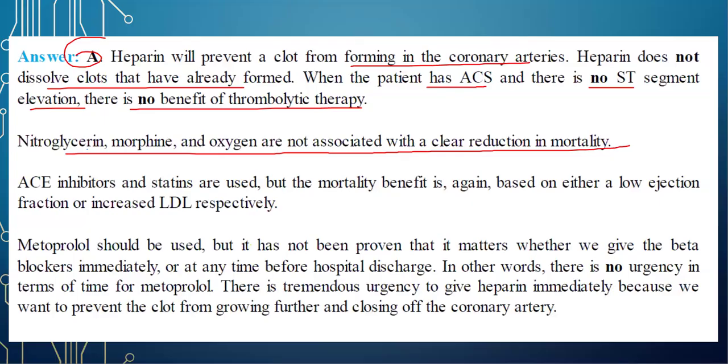If it is not ST elevated MI, either it's an unstable angina or non-ST elevated MI, we still don't know. For that patient, aspirin followed by low molecular weight heparin. These two lower the mortality. We don't do percutaneous coronary intervention in non-ST elevated MI.